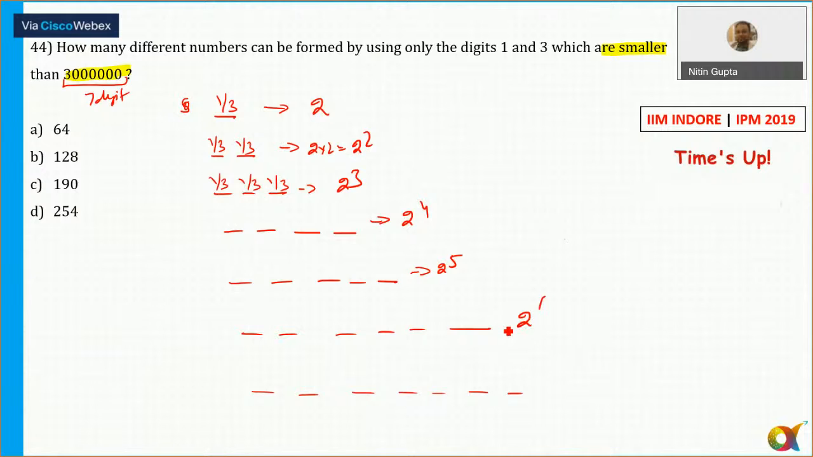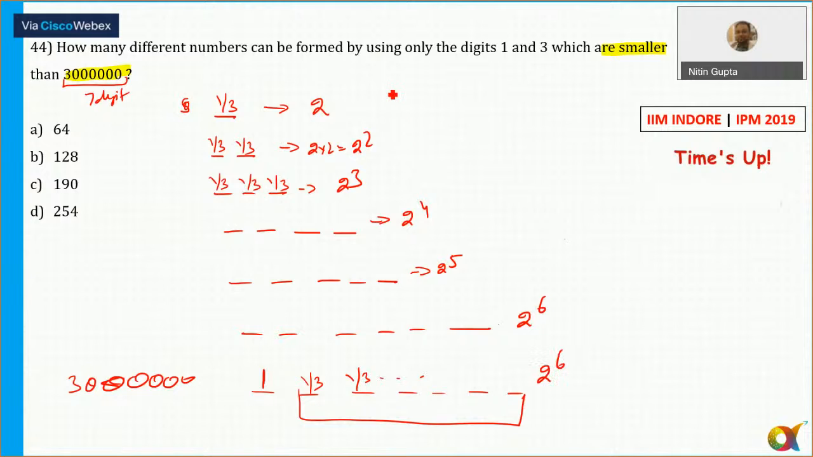Now for a 7 digit number, the leading digit must be 1. It can't be 3. Because if it is 3, then the digit after that will be 1 or more than 1, like 1 or 3. So it will come out to be more than the given number. So this 7 digit number has to be less than this. So it can be only 1. And the remaining 6 places, each place has got two choices, either 1 or 3, and so on. So again, 2 raised to power 6.